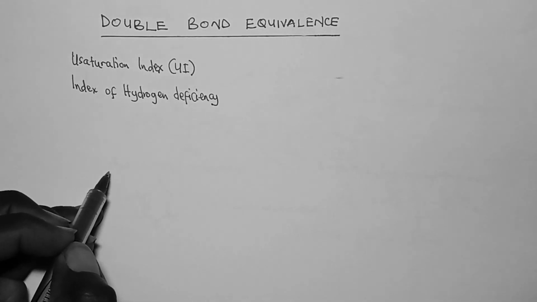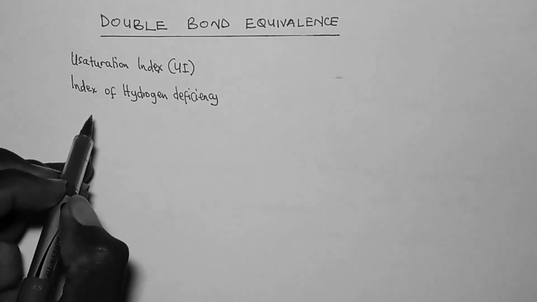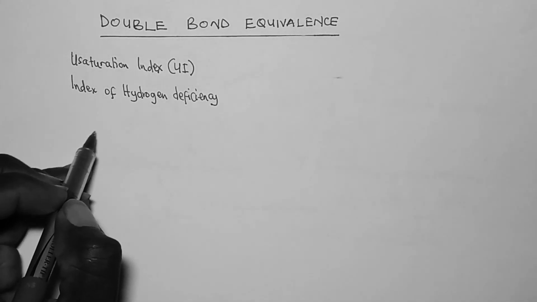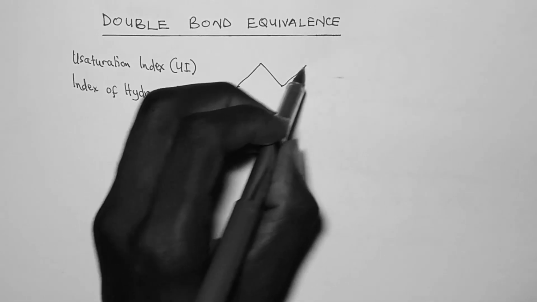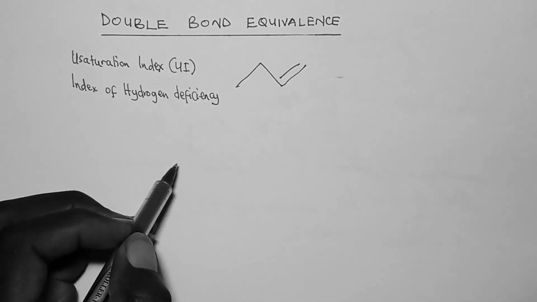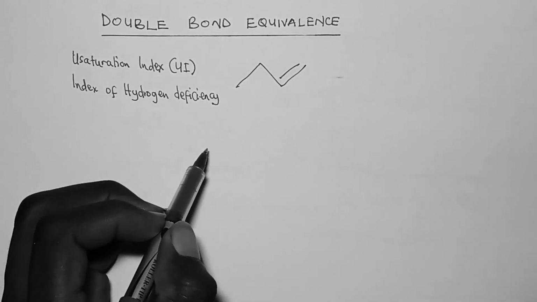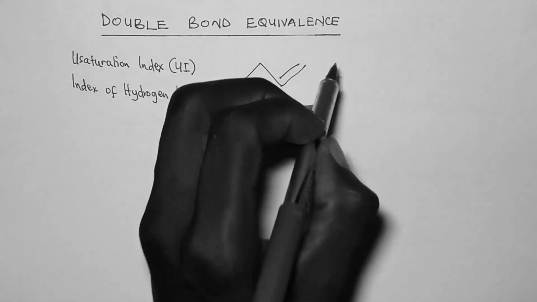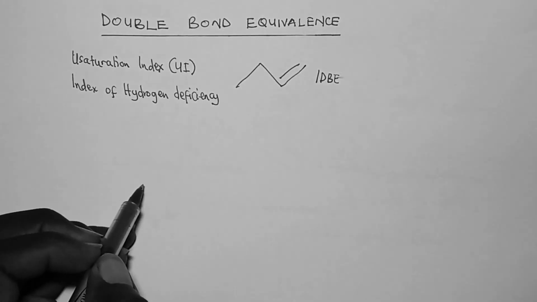Now, what is double bond equivalence? It is the number of unsaturations in a molecule. And unsaturation in a molecule means either a double bond or a ring. For example, if you take this, you see that this is 1-butene. 1-butene has one double bond, and for that matter, it has one double bond equivalence.